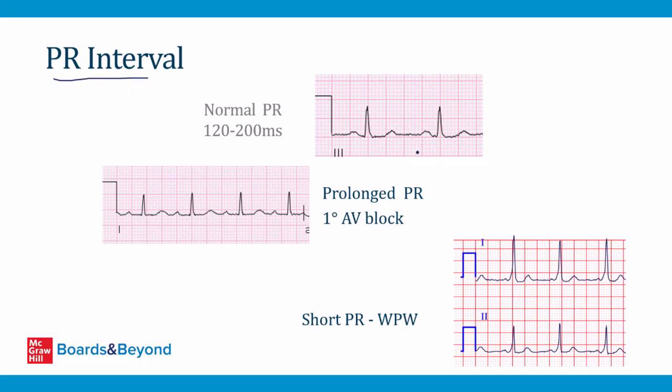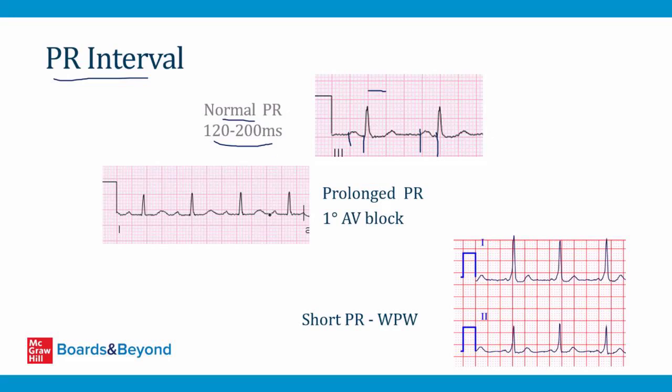So the PR interval is the amount of time it takes from the beginning of the P wave to the start of the QRS complex. A normal PR interval is 120 to 200 milliseconds. And remember what I told you, the big boxes are 200 milliseconds apart. So basically, the start of the P wave to the start of the QRS should have about one big box or less of space involved. And if you see that, you have a normal PR.